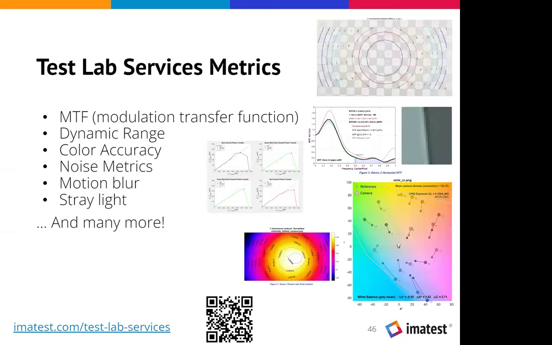Here's just a few of the test lab service metrics that we test for. Obviously, we test for everything that Henry described previously in this webinar, but MTF, dynamic range, color accuracy, noise metrics, motion blur, stray light, and obviously many, many more. So, essentially, if it's in our software, then we'll probably provide it as a service for test lab services.